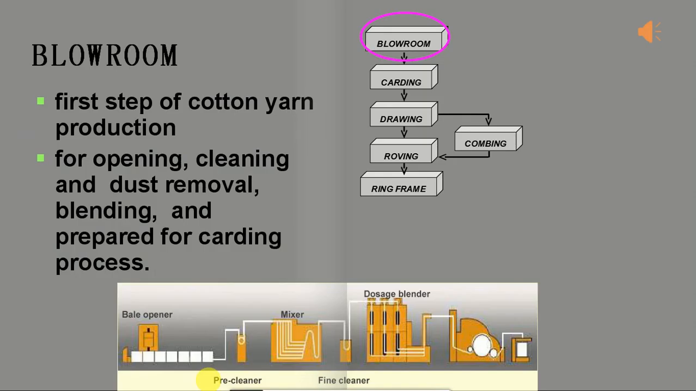Blow room. First step of cotton yarn production. It is used for opening, cleaning and dust removal, blending, and preparing for the carding process.